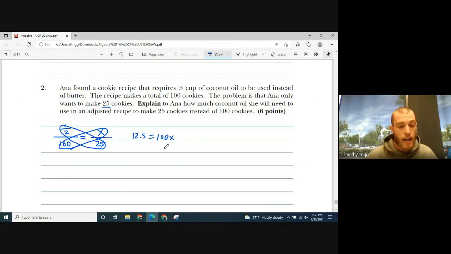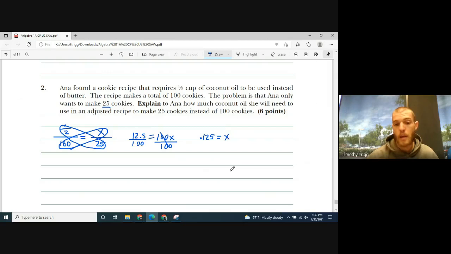Now to solve for x, to get x by itself, we're going to divide both sides by 100. So since 100 is multiplied by x, you divide by that same thing in order to cancel it. Divide by 100 on the other side as well, because in an equation, in order to keep it equal, whatever you do on one side, you always do the exact same thing on the other. So when I do this 12.5 divided by 100, that gives me 0.125.